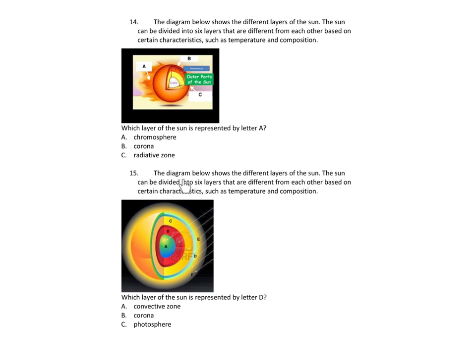Number 15. The diagram below shows different layers of the Sun. The Sun can be divided into 6 layers that are different from each other based on certain characteristics, such as temperature and composition. Which layer of the Sun is represented by the letter D? A. Convective zone, B. Corona, C. Photosphere.